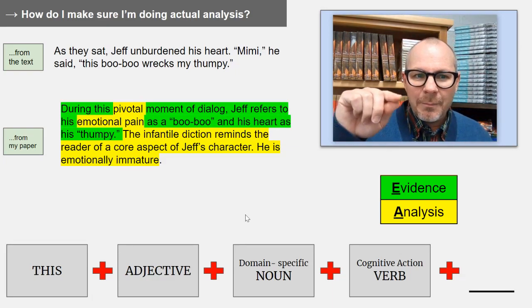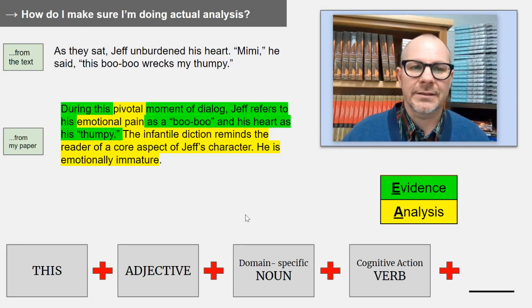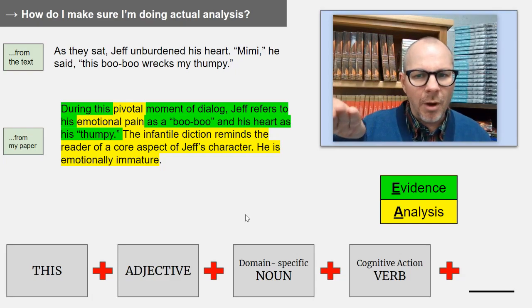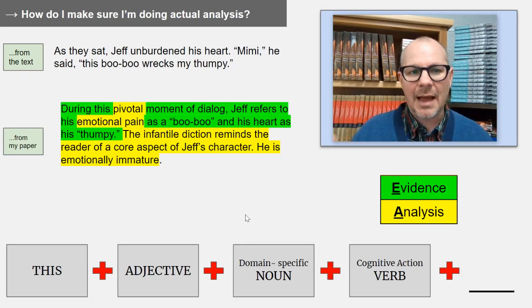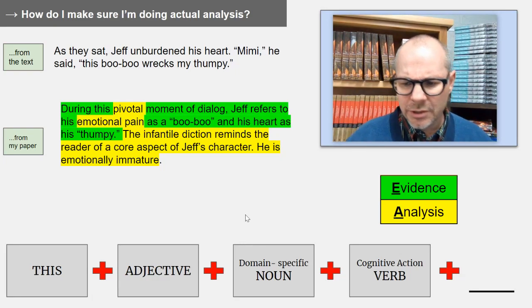Importantly, pivotal and emotional pain are both analysis because I'm defining. The author didn't tell me that that was a pivotal moment. I determined that that was a pivotal moment. So that's my analysis that's happening even as I introduce my evidence. Totally cool, totally healthy, something you should do.